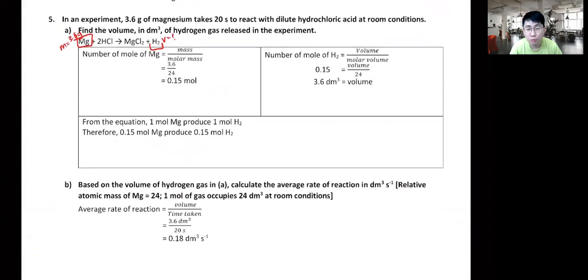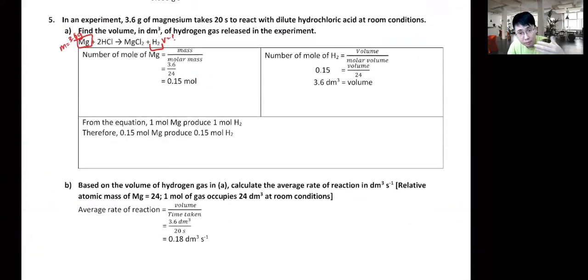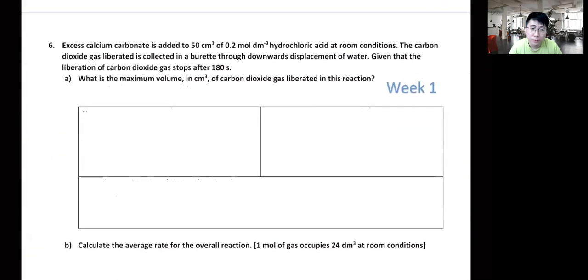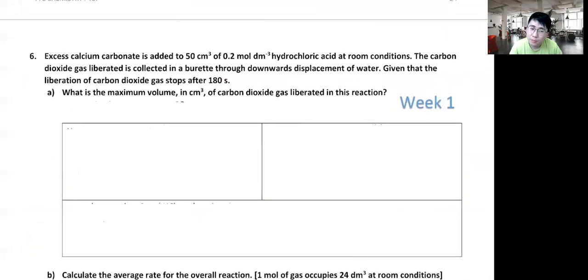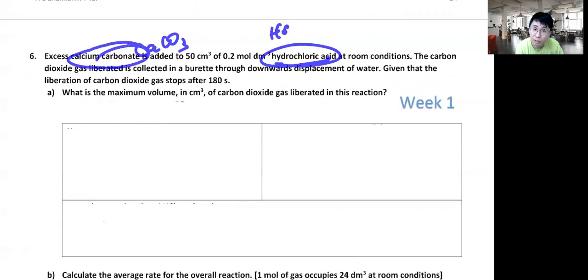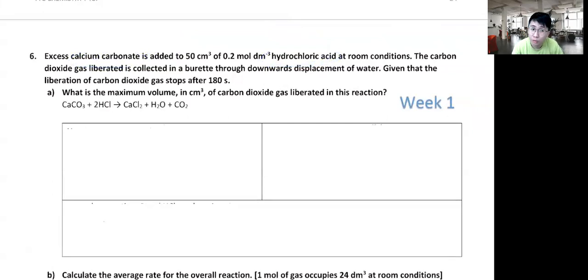Okay, so for those who want to pause here, I'm going to move on. Okay, do the same thing, guys. I have this thing called calcium carbonate. It's added to your hydrochloric acid. So calcium carbonate is CaCO3, hydrochloric acid is HCl. Do your chemical equation, you get CaCl2, CO2, and H2O.